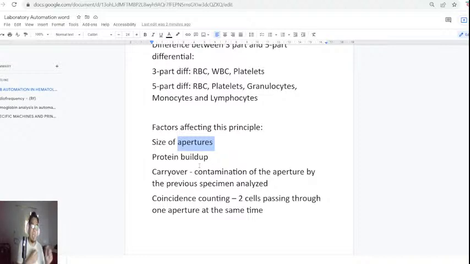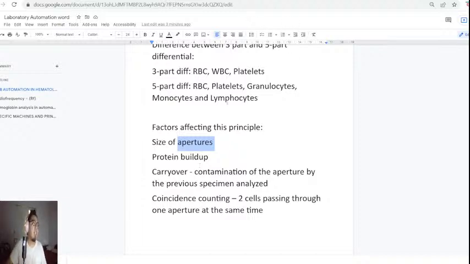Okay, that's why it's difficult to manufacture a machine that can do measurements for cells. It needs to have an aperture small enough for cells to pass in a single line. Otherwise, you might be having double readings. Okay?